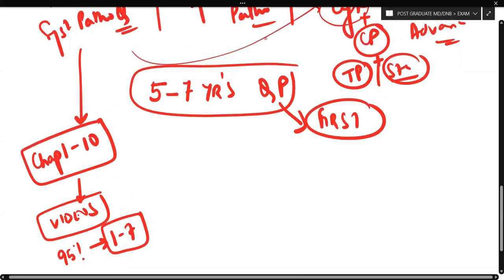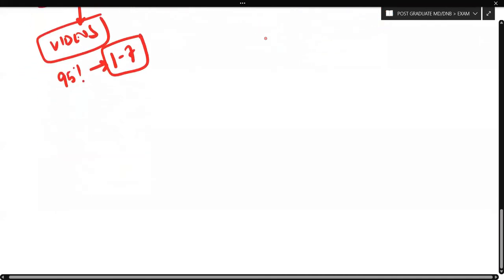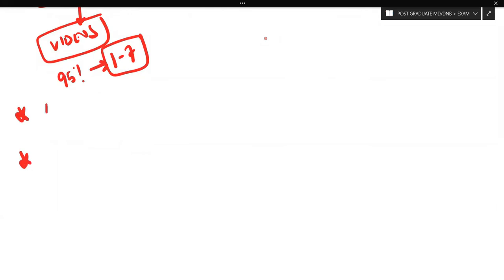Now, what is very important in general pathology: there is one thing that is nice and one thing that is bad. The one nice thing about general pathology is that it is limited. There are not a lot of things. There are few things you have to master, and they cannot go out of that. It is limited, so you can score a lot of marks here.